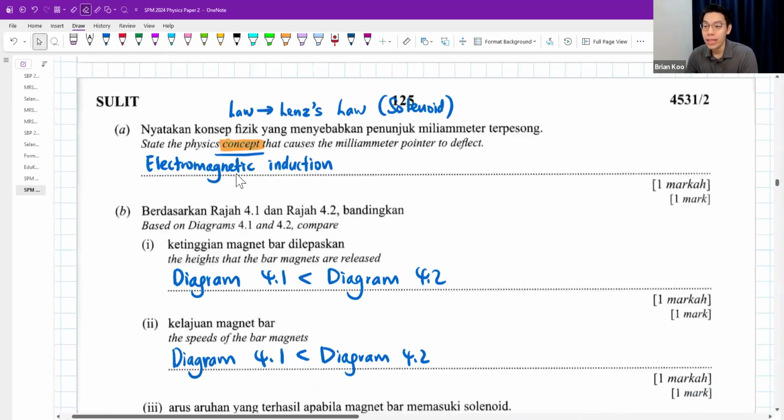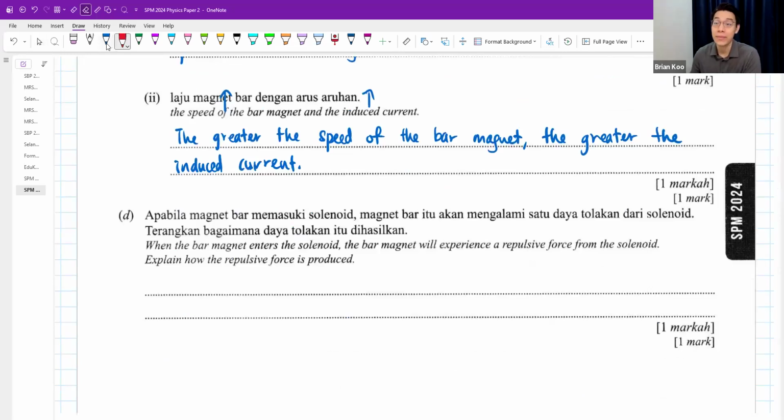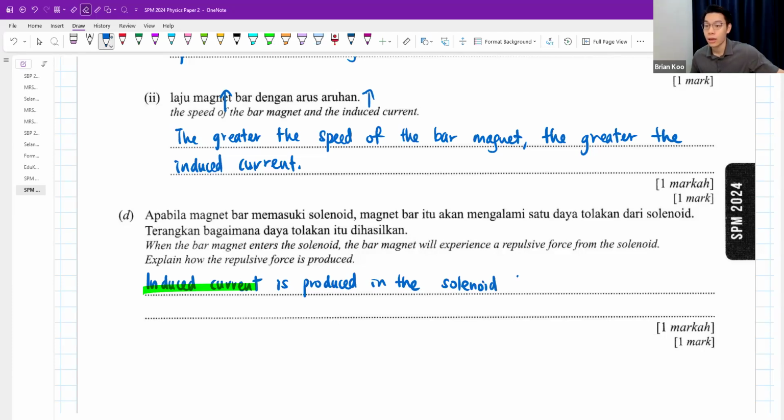So the keyword here is induced current is produced in the solenoid. Okay. To repel, let's say, the bar magnet. Yeah, but actually if they see the words induced current, they would already accept it, right?